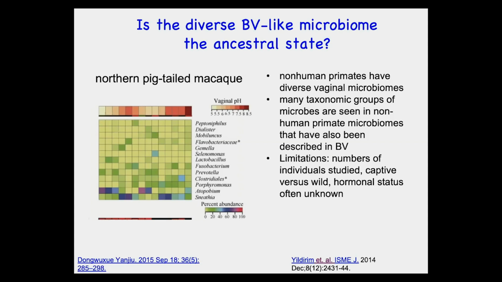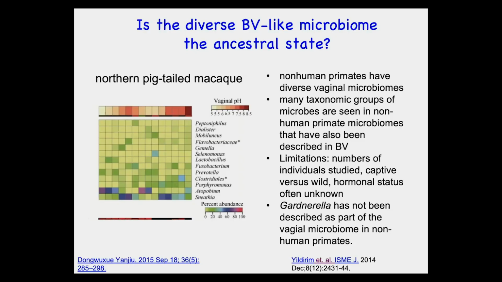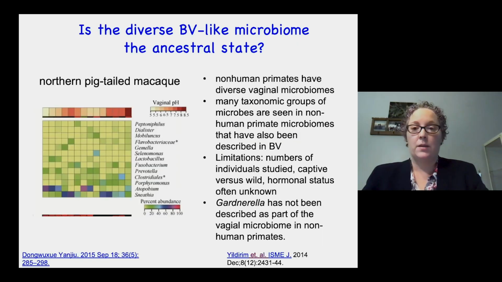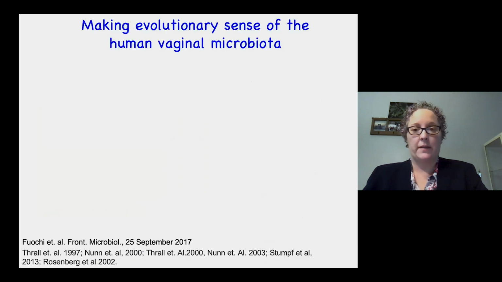Now, there are some limitations to the data that have been presented in the field. The numbers of individuals are rather low. There's not a lot of studies that have compared captive versus wild animals, and the hormonal status of these individuals is often unknown. Now, one thing that I do want to note is that in my review of the literature, I've not found any studies that have been described where Gardnerella is a part of the non-human primate vaginal microbiome. So that could be significant.